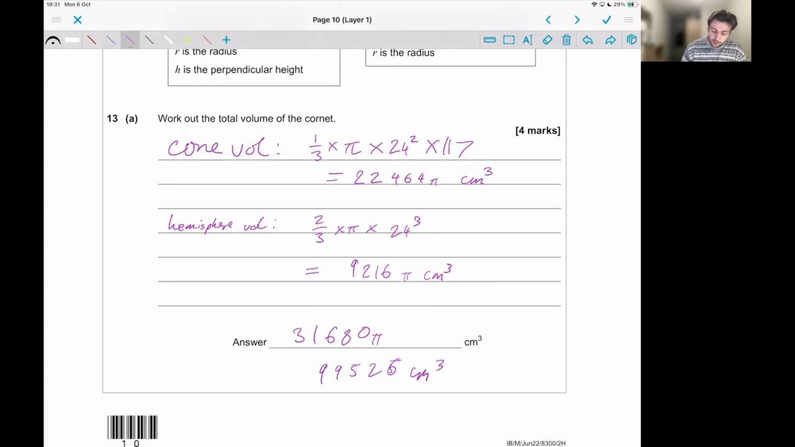I didn't write the final point. The final point was that we add the two together. So it's, there you go. There's the final bit.